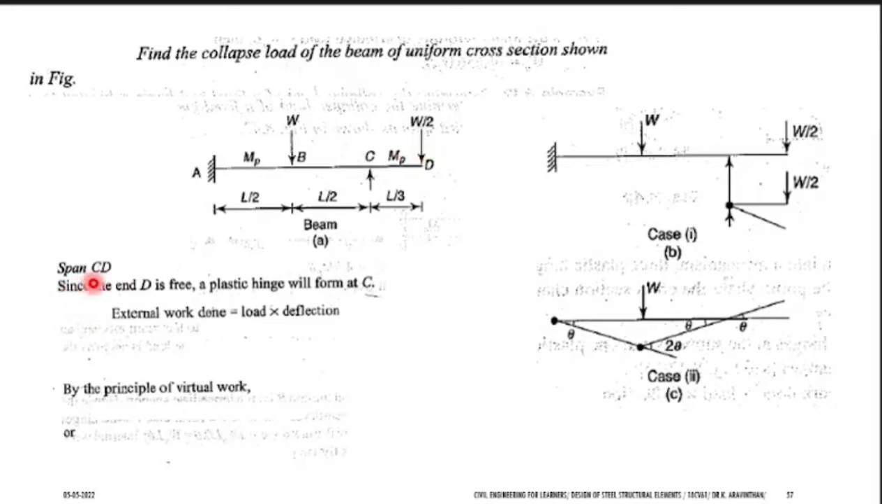You take span C and D first. So this is span C and D, where you will be having the hinge. See, the C and D span is a cantilever beam. You omit A and C and just look into the span C and D. At one end it is supported and the other end is free. Hence it can be called a cantilever.